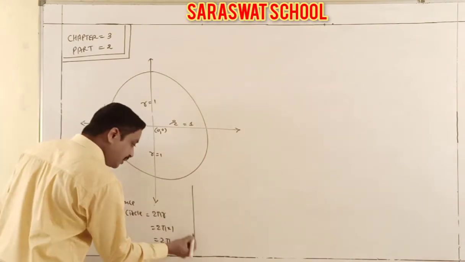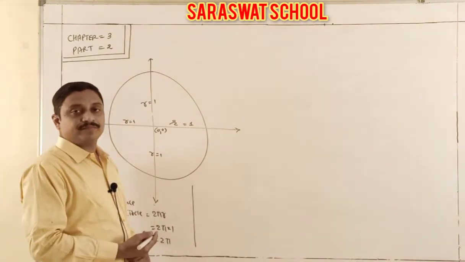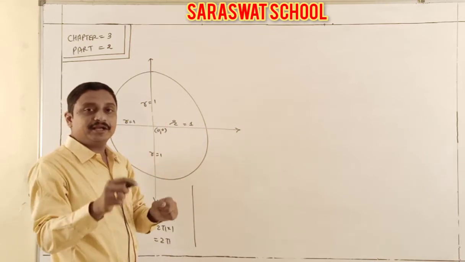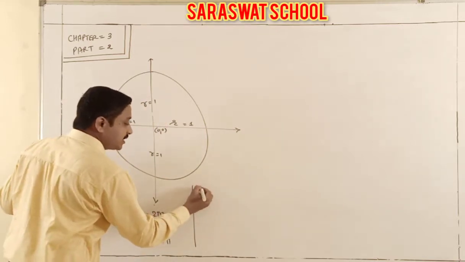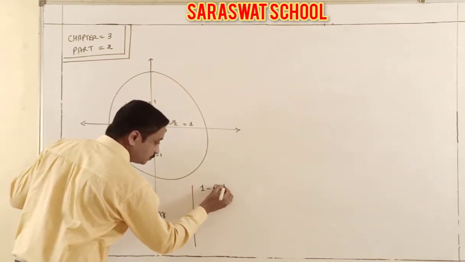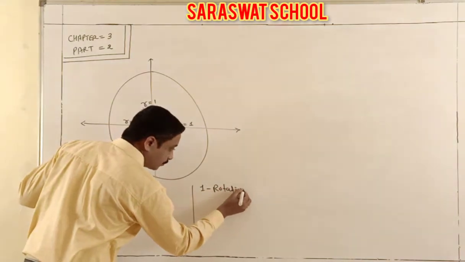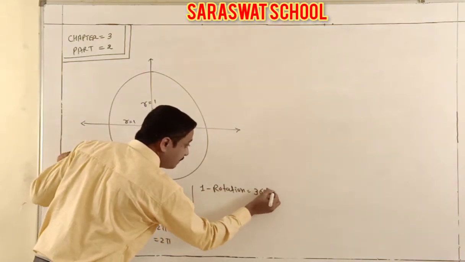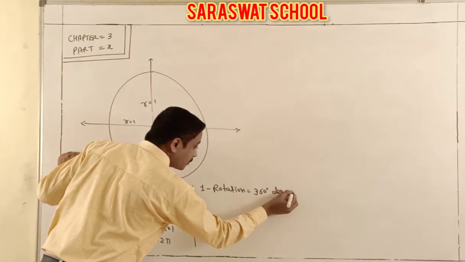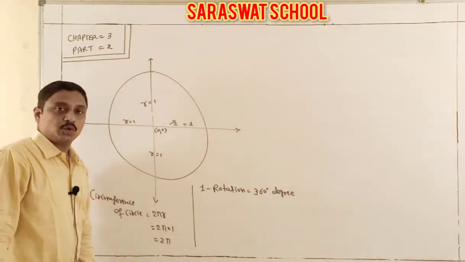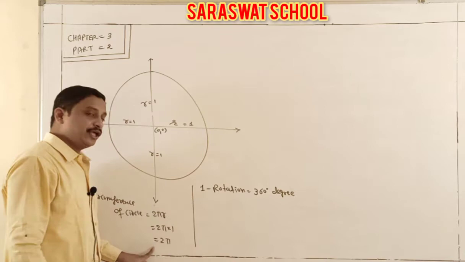And this I also explained for our total degree. How many? Yes, in one rotation, 360 degree. So this value and this value are already known.